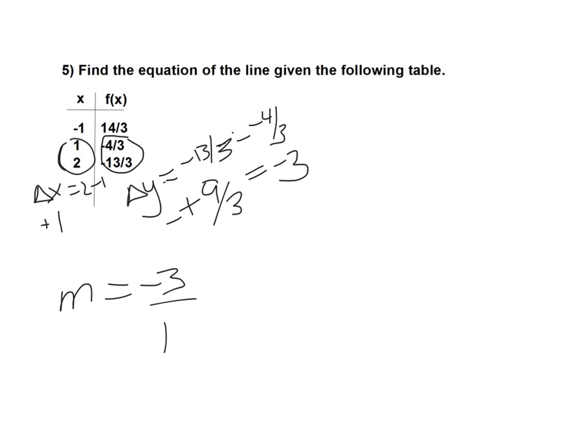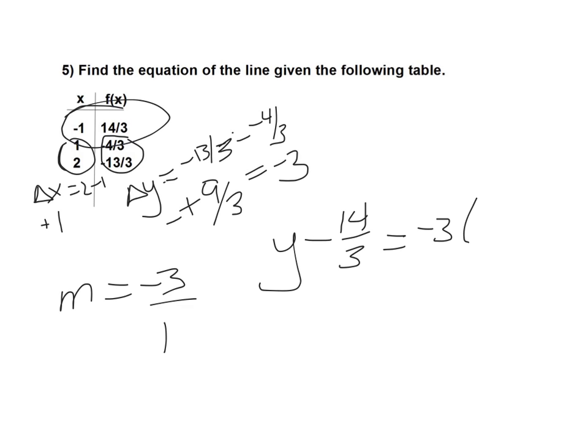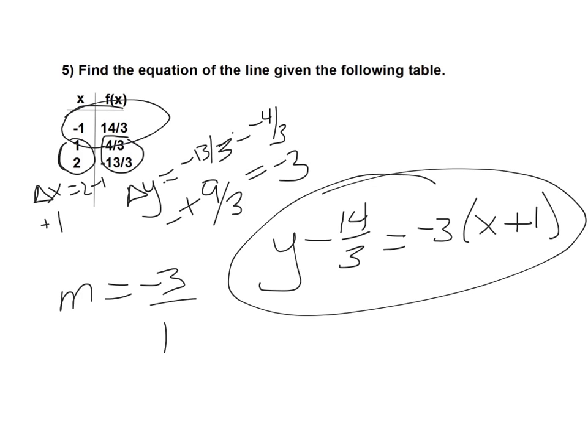So now we use the equation of the line, y minus y1. I'm going to just choose this guy. You could have chosen any of the points. I'm choosing this guy, 14/3, equals negative 3 over 1. I'm going to simplify that to that. Plus 1, because minus a negative 1. And you can leave it like that. That is totally an acceptable way to write the equation, unless they tell you that it has to be in a certain form, and they did not.